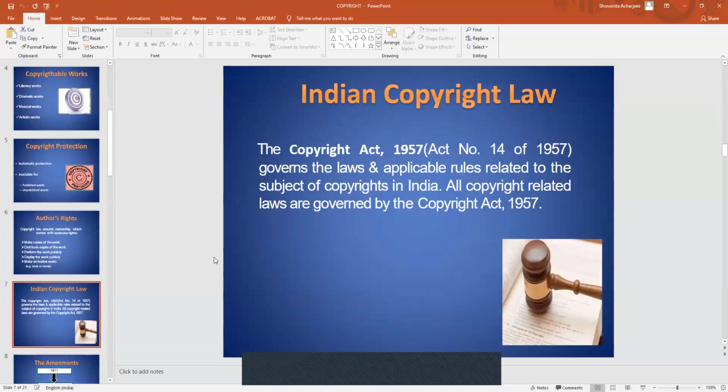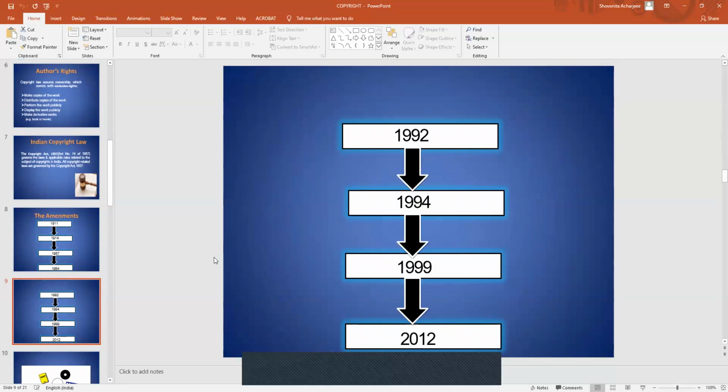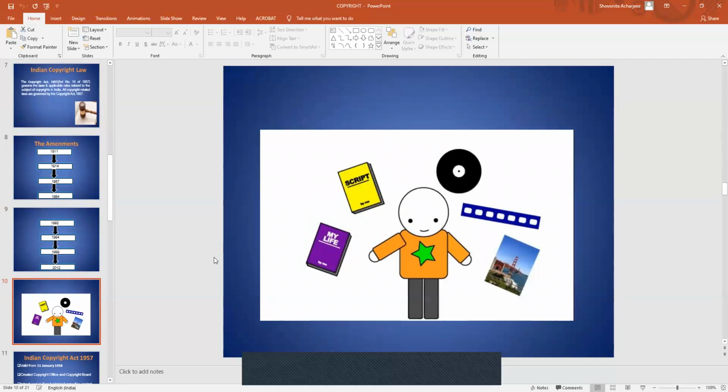The Indian Copyright Act of 1957 governs the rules of copyright in India, and all copyright laws are to be governed by the Copyright Act 1957. However, if we go to the next slide, I have also told you in the classes that copyright has gone through a number of amendments. From the year 1911 to 2012, copyright has been amended a number of times.